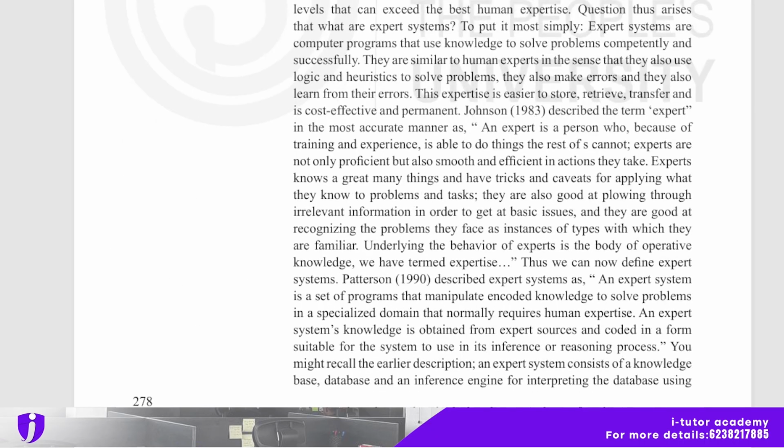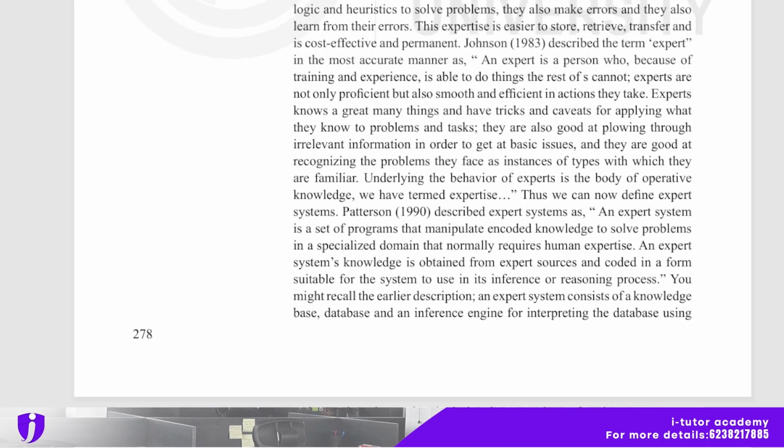And underlying the behavior of experts is the body of operative knowledge we have termed expertise. Thus we can now define expert system, and Patterson describes expert system as a set of programs that manipulate encoded knowledge to solve problems in a specialized domain that normally requires human expertise. In an expert system, knowledge is obtained from expert sources and coded in a form suitable for the system to use in its inference or reasoning process.